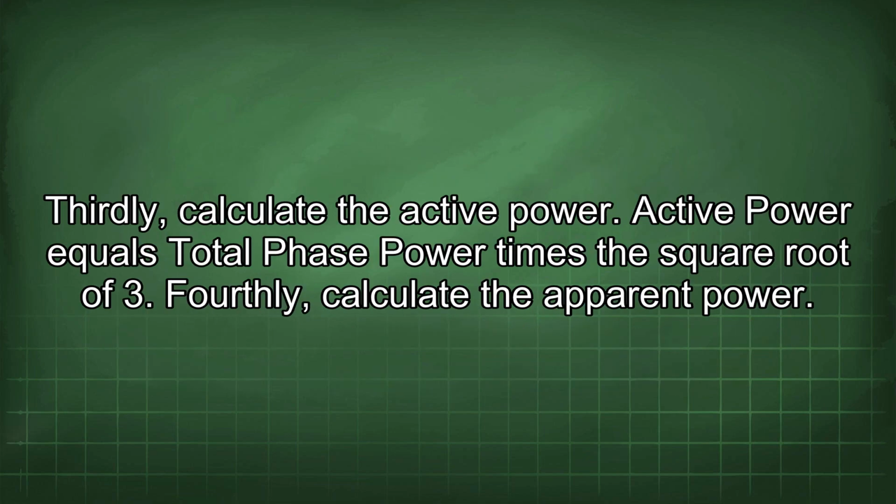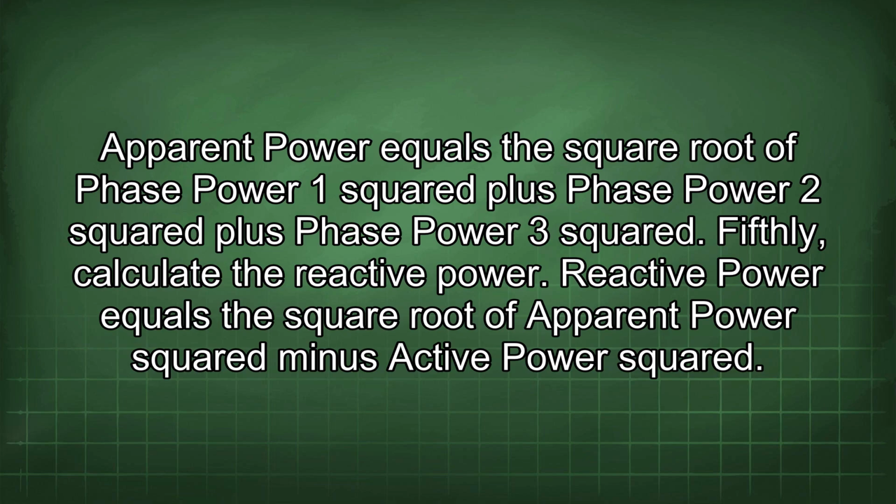Thirdly, calculate the active power. Active power equals total phase power times the square root of 3. Fourthly, calculate the apparent power. Apparent power equals the square root of phase power 1 squared plus phase power 2 squared plus phase power 3 squared.